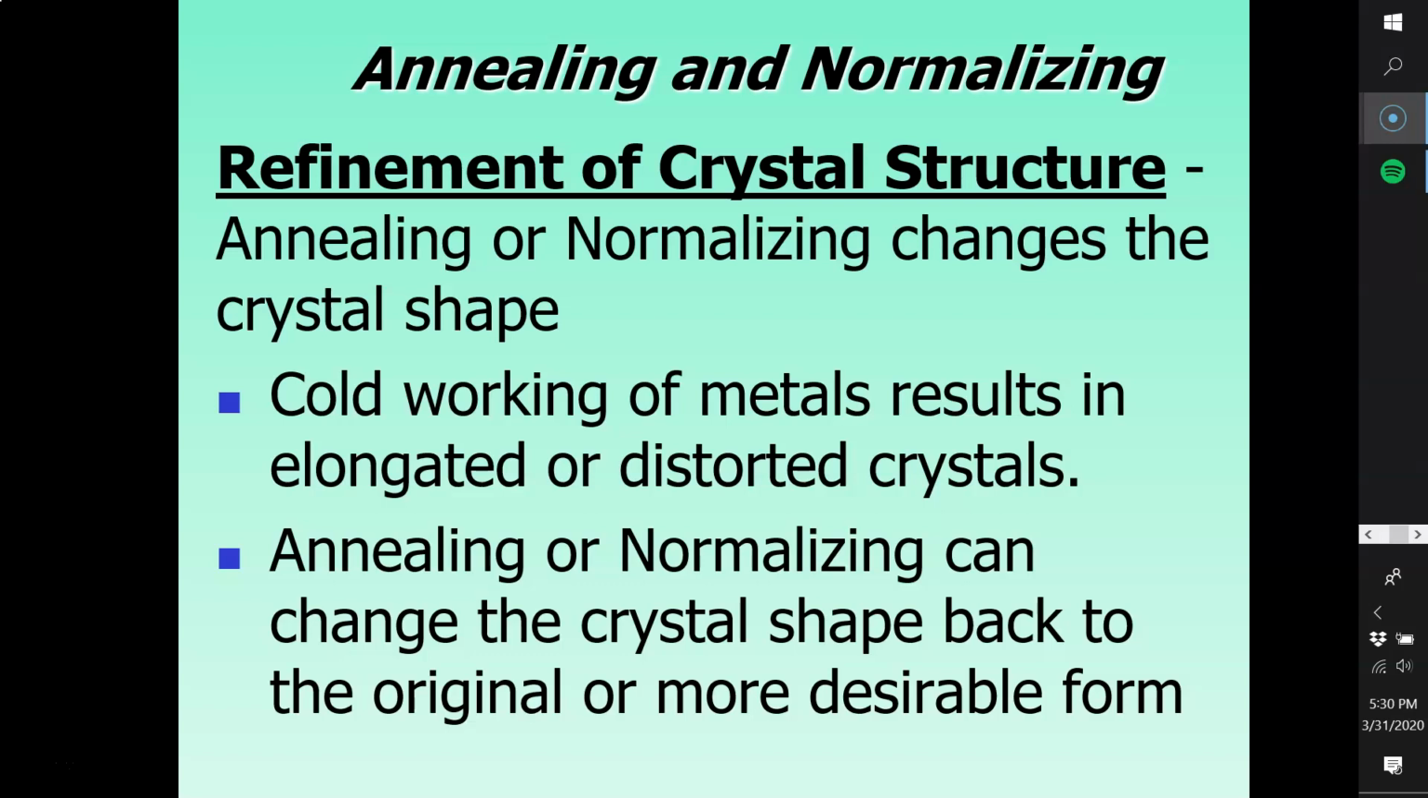Refinement of crystal structure. Annealing or normalizing changes the crystal shape. Cold working of metals results in elongated or distorted crystals. Annealing or normalizing can change the crystal shape back to the original or more desirable form. That's why we use it.